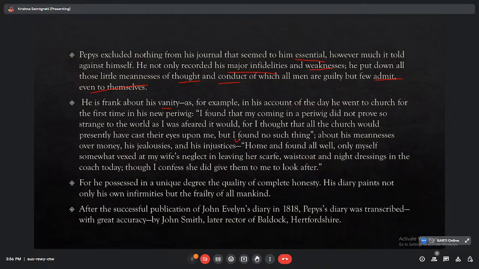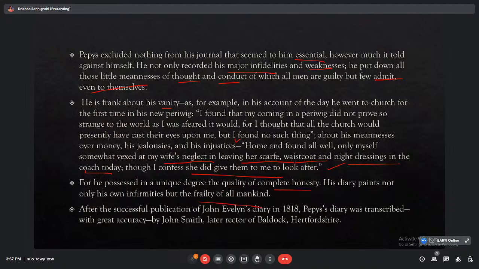So, home and found all well, only myself somewhat vexed at my wife's neglect in leaving her scarf, waistcoat, and night dressings in the coach today, though I confess she did give them to me to look after. For he possessed in a unique degree the quality of complete honesty. So, his diary paints not only his own infirmities but the frailty of all mankind.